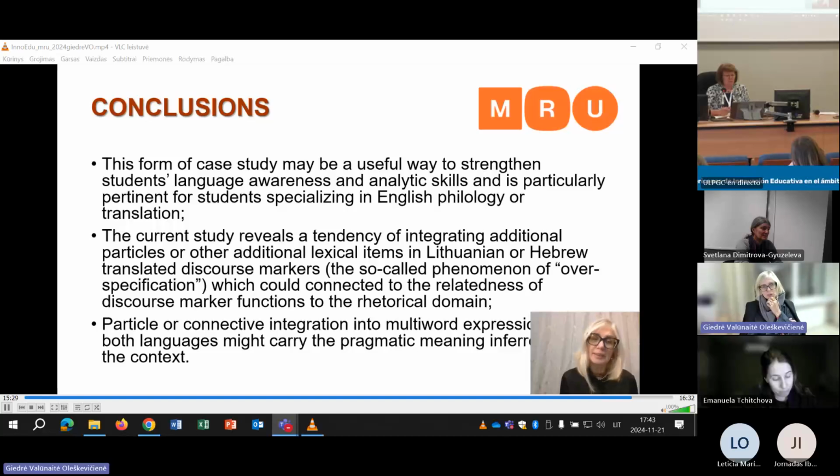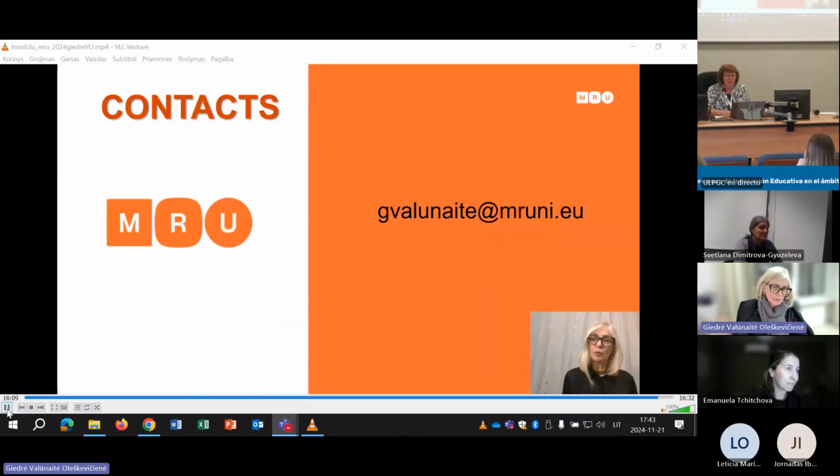The current study reveals a tendency of integrating additional particles or other additional lexical items in Lithuanian or Hebrew translated discourse markers, the so-called phenomenon of overspecification, which could connect to the relatedness of discourse marker functions to the rhetorical domain. Particle or connective integration into multi-word expressions in both languages may carry the pragmatic meaning inferred from the context. So far, the conclusions.